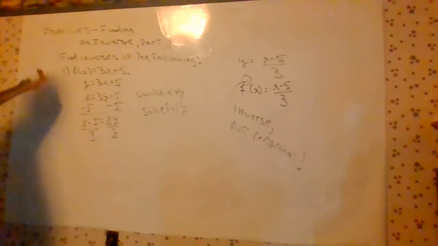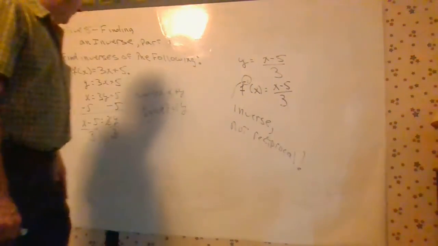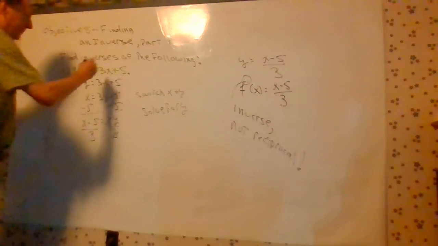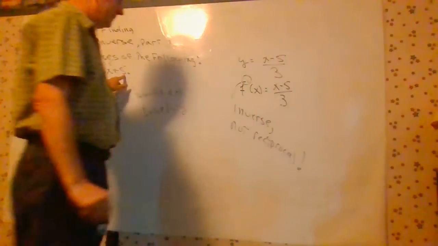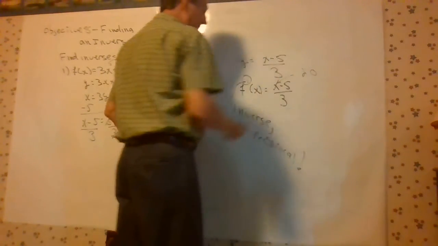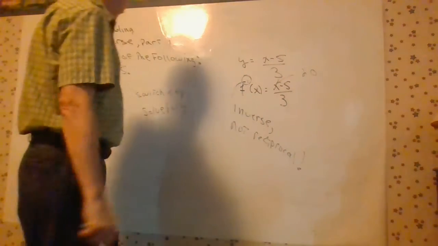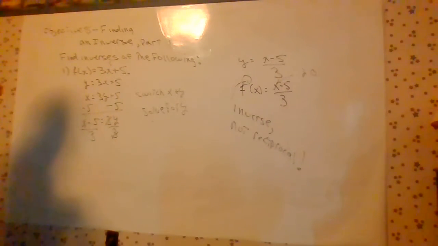And sure enough, as we said before, 3x plus 5, x minus 5 over 3. You can check. If you put a 5 in there, what happens? 3 5s is 15 and 5 is 20. What happens if you put a 20 in here? 20 minus 5 is 15. 15 divided by 3 is 5. And this process ensures that that works for all x.